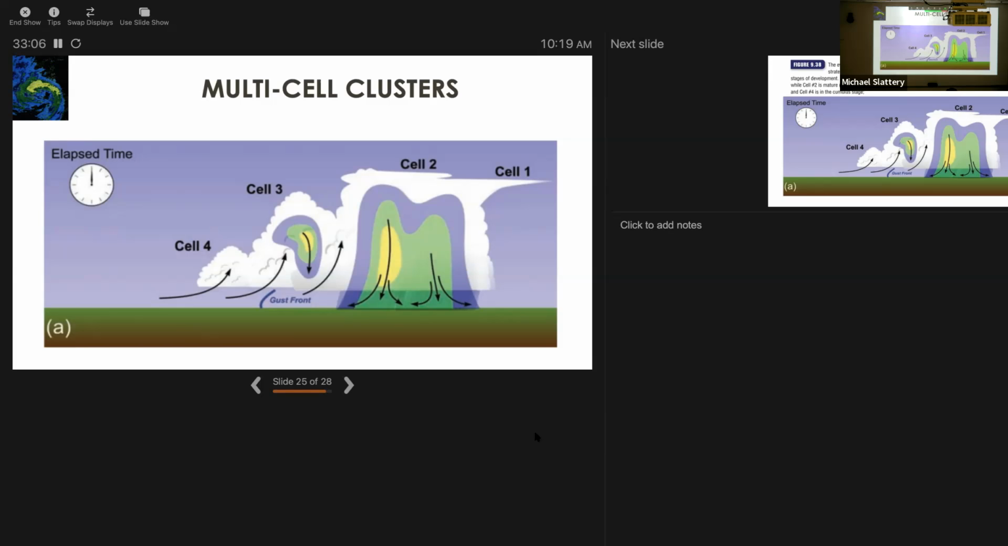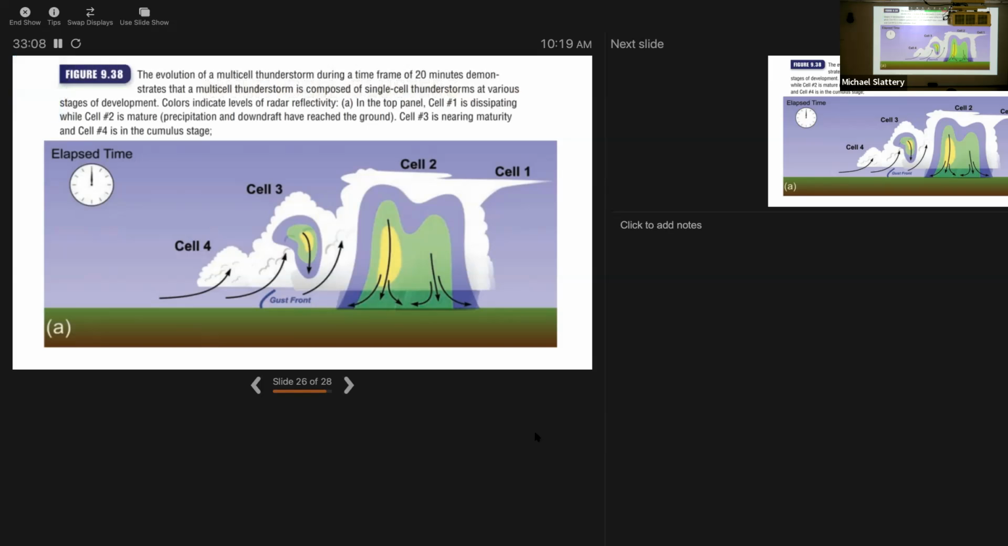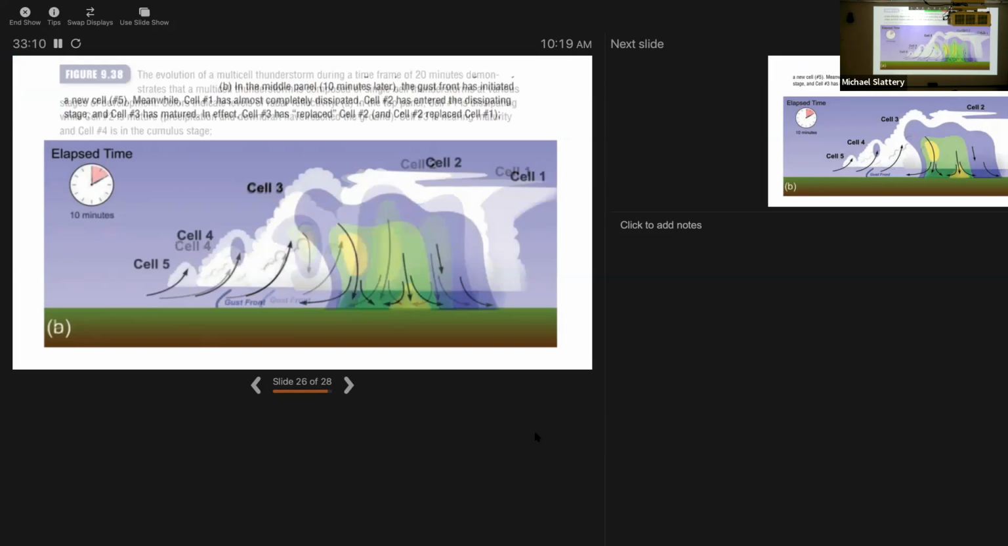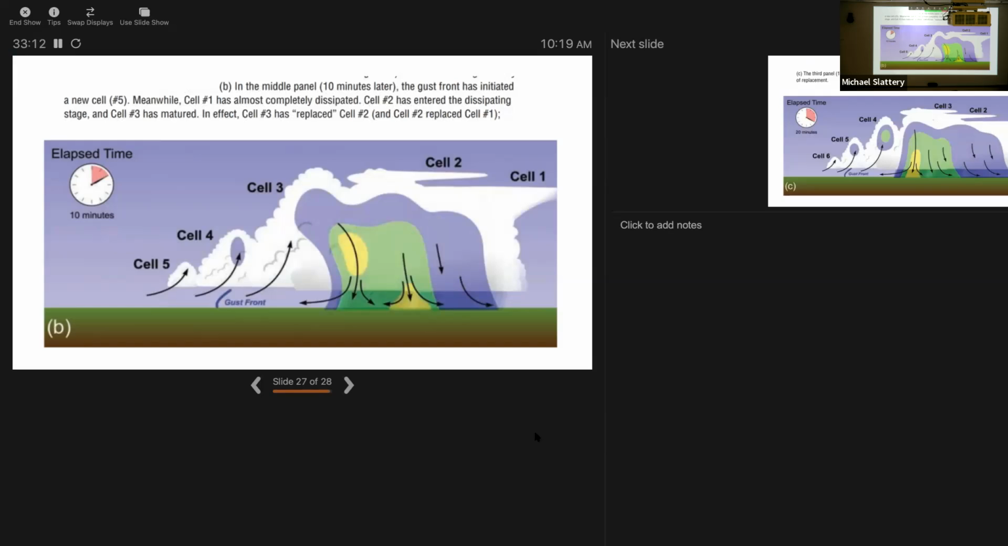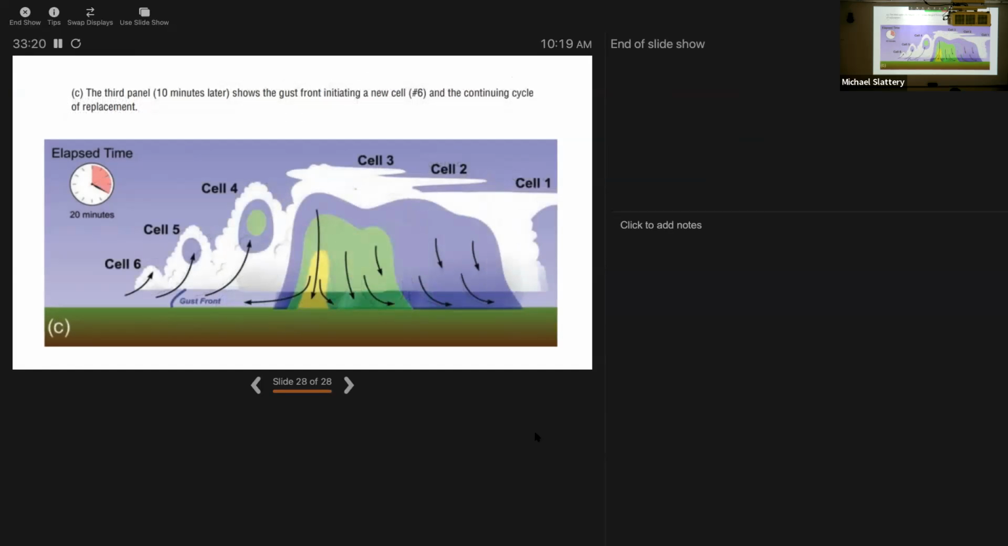So cell 1 dies out, cell 2 begins to develop and become cell 1, right? And cell 4 now begins to develop, and 5 becomes the small cumulus, the cumulus stage. Okay, so most thunderstorms are these multi-cell clusters that you see. They will roll and die out.